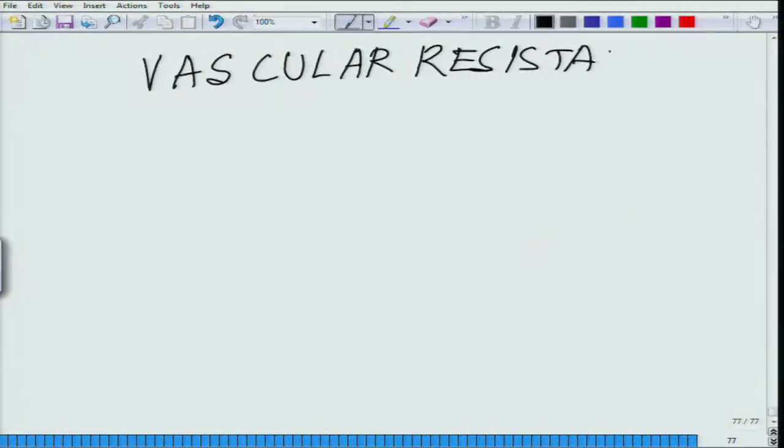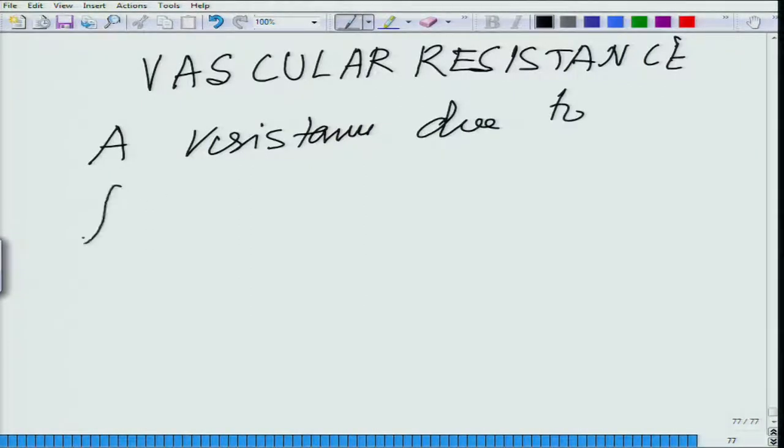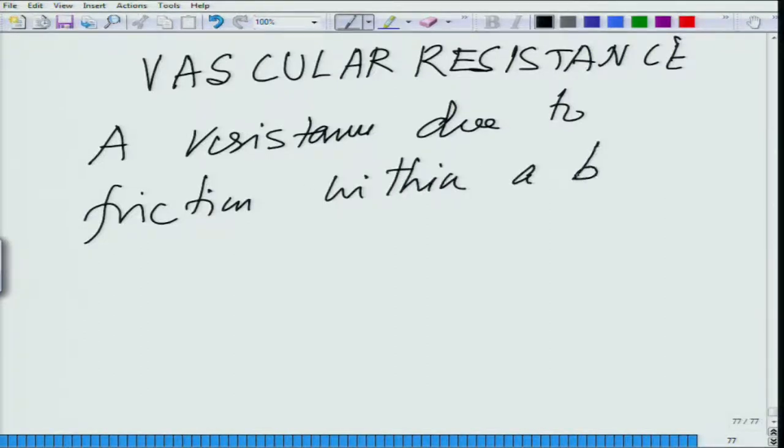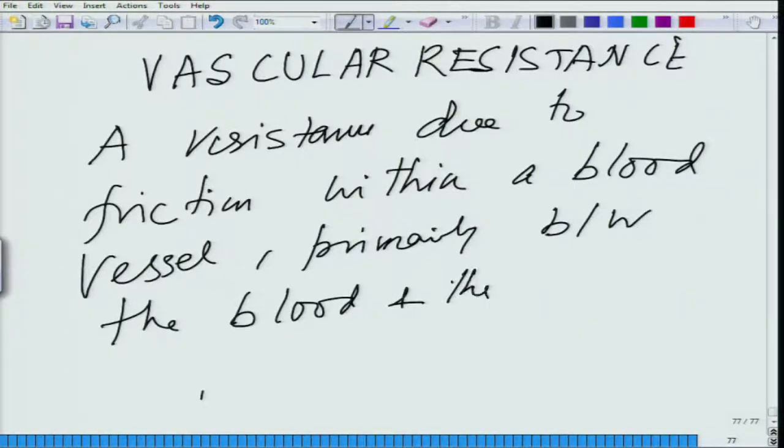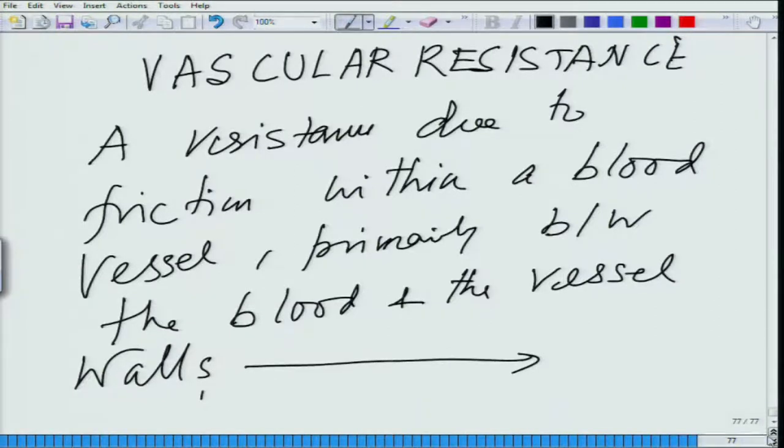What is vascular resistance? Vascular resistance is a resistance due to friction within a blood vessel, primarily between the blood and the vessel walls. Increase with, and mind it, let me continue on the next slide.